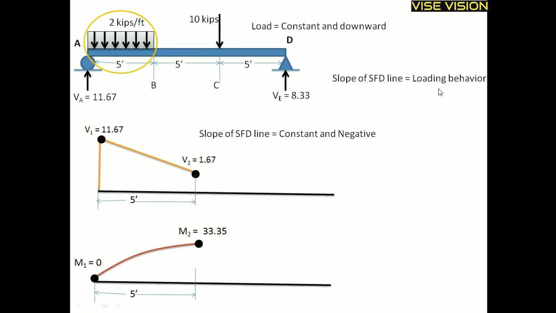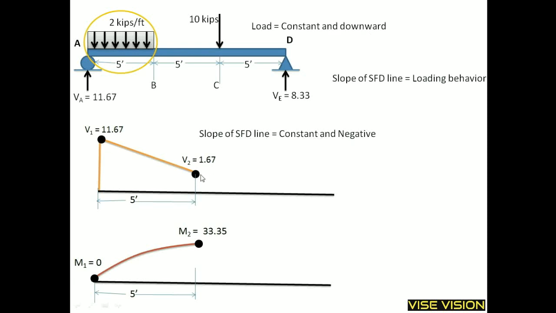Now see how the loading behavior is. The UDL load for this region is constant and downward. So the slope of the SFD line will be constant and negative. It is equal to this value. It is constant, and due to the downward loading, its value is taken as negative. So the slope of the SFD line will be constant and negative.